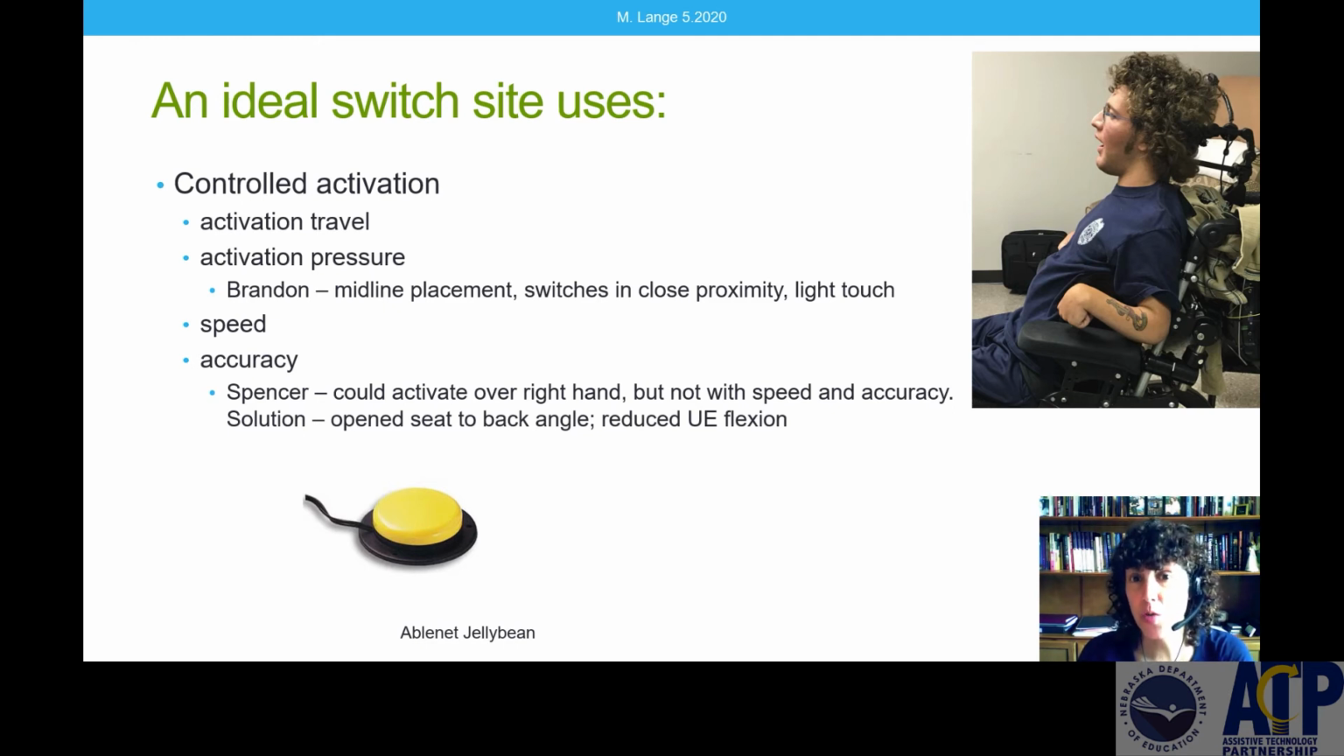And that's where the switch happened to be, was above that hand. But his control was difficult. His speed was slow, his accuracy was not very good. We played around with his positioning. We actually ultimately opened up his seat to back angle and his arms came down. It reduced the amount of tone in his upper extremities, and as a result he was able to still use a switch over his hand but with increased speed and accuracy.